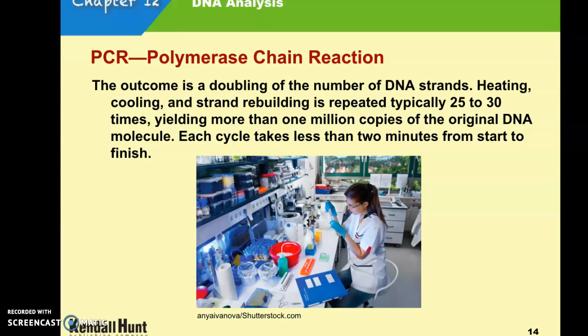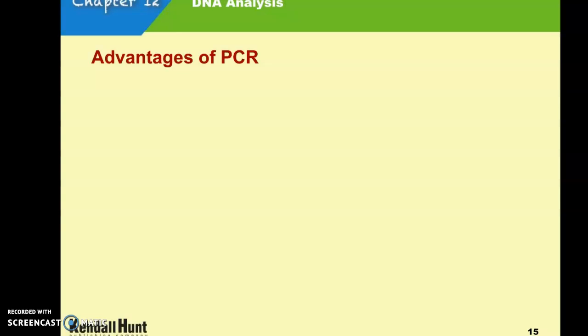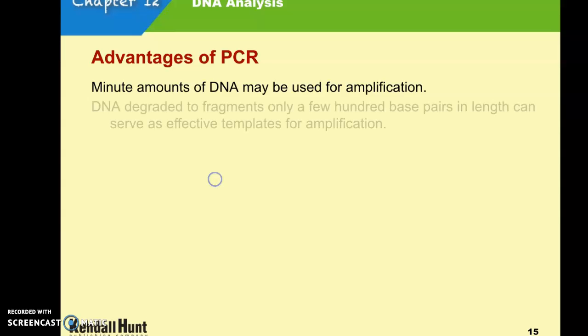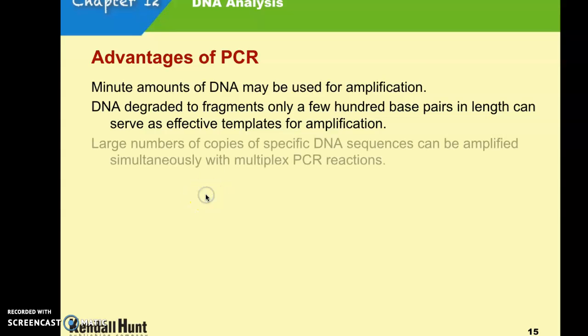And the cycle takes less than 2 minutes from start to finish. So some advantages of PCR. Number one, minute amounts of DNA can be used and amplified. So if there's only a small amount of sample at the crime scene. DNA degraded fragments where there's only a few hundred base pairs in length can serve as an effective template. Large numbers of copies of specific DNA sequences can be amplified simultaneously.